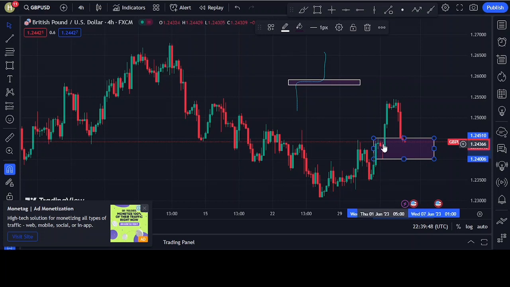Now you can see we were having a kind of imbalance here. I'll be doing another video that will talk about imbalance, that is gap trading. So I'm doing another video on gap trading.